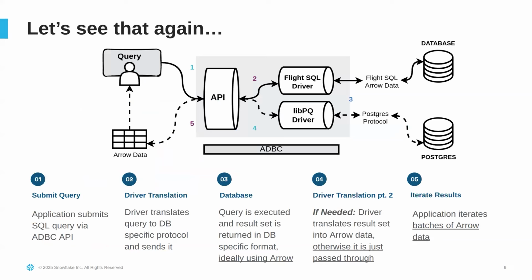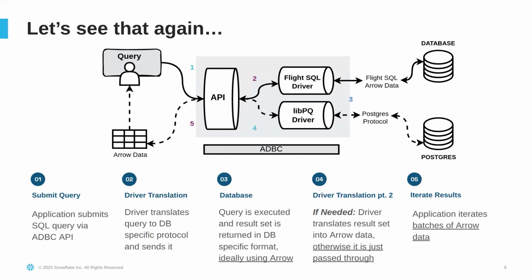Your application will now use the ADBC API to submit a query. You have loaded a driver. The driver will then translate the query into whatever database-specific protocol is necessary, and the database will execute your query and return the results. Now, if the results come back and they are already column-oriented, ideally already in Arrow format, then there's no translation, there's no copy or conversion for the driver to have to do. It can just forward the results on to the client, zero copy, no conversion, just boop. It makes it significantly more performant, which I will show you in a second.